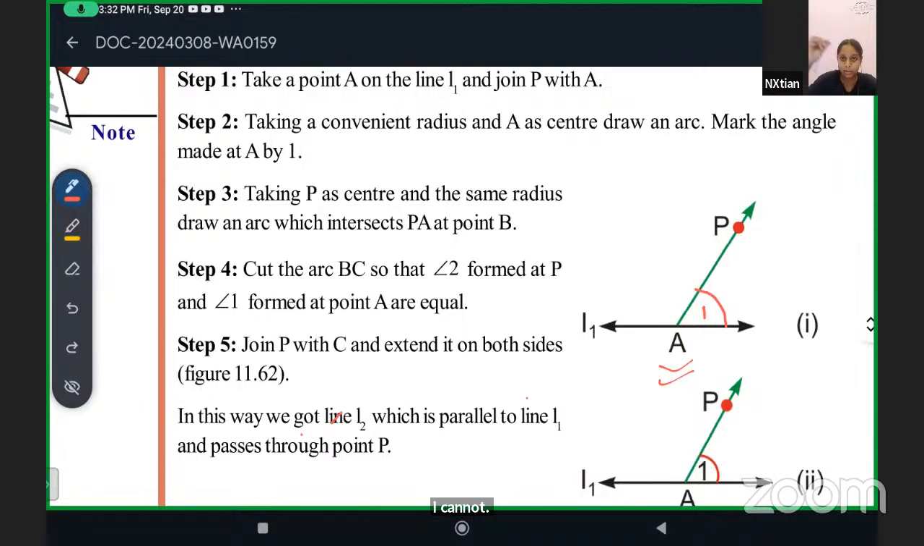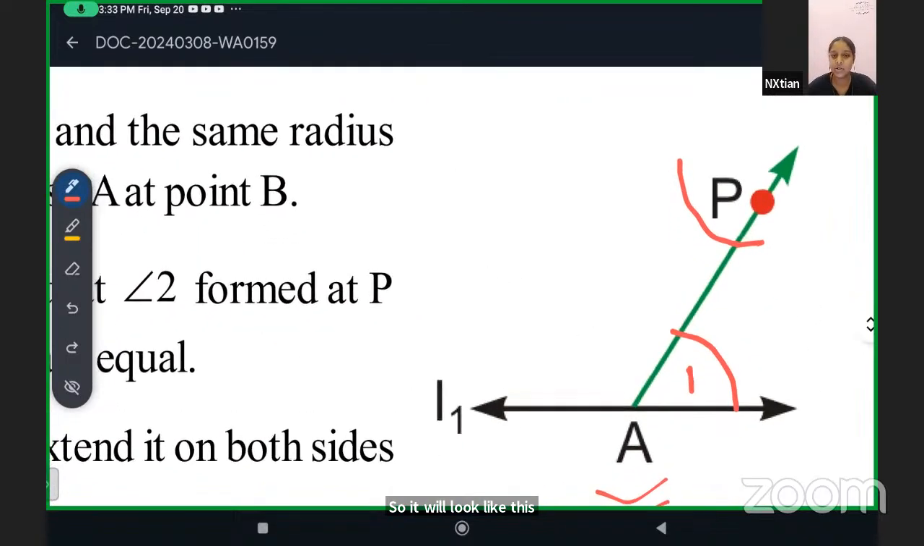Place the compass pointed part on the P and make an arc like this. It should cut the line AP. Abraham, show again. Here is this and here is that. Yes, Abraham. All right, got it. Okay, ma'am. So it will look like this. Your diagram will kind of look like this.